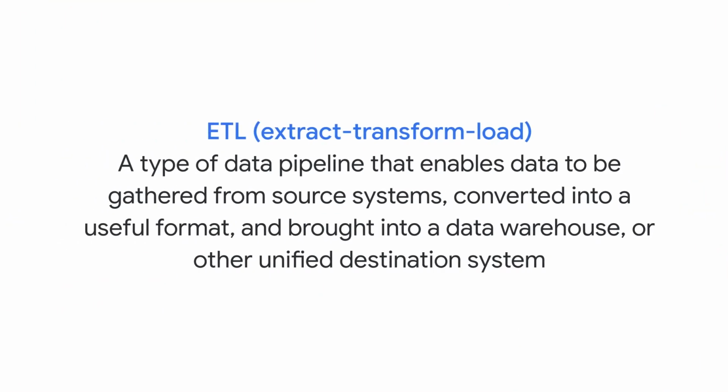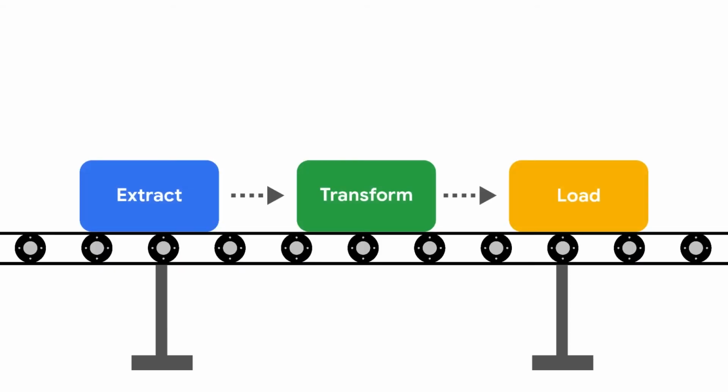Now that you know what E, T, and L stand for, it's time to dive into how ETL and ELT pipelines work. ETL, or extract, transform, and load, is a type of data pipeline that enables data to be gathered from source systems, converted into a useful format, and brought into a data warehouse or other unified destination system. ETL has been around for decades as a way to integrate and manage large amounts of data. But recently, data teams have adapted their process, moving their data sources and storage solutions to the cloud.